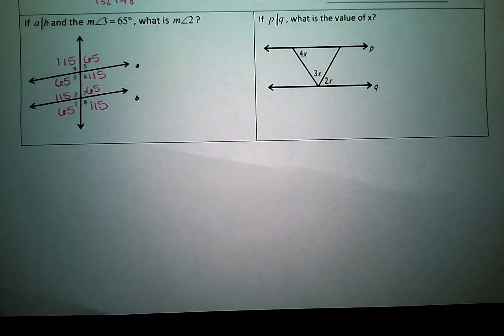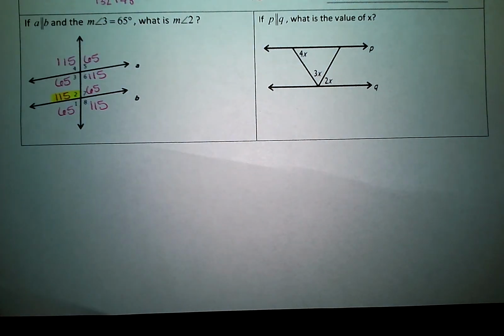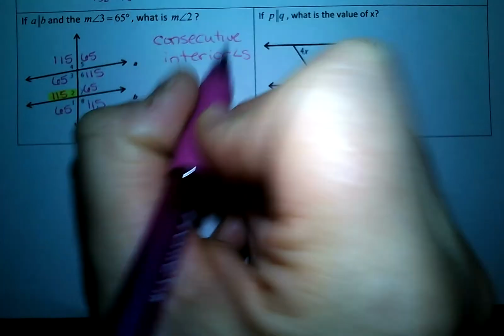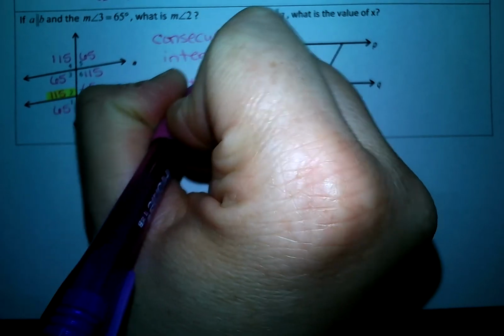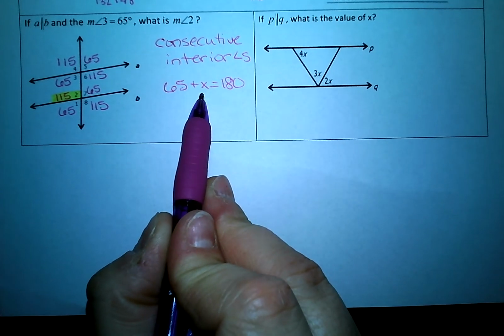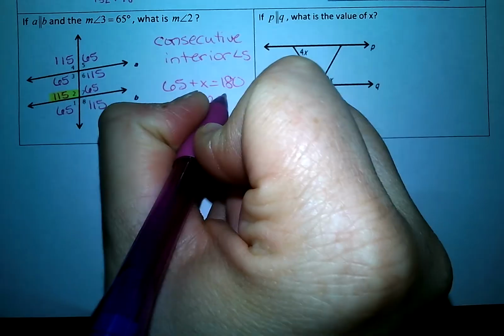Now I can clearly see my answer. Angle 2 is 115 degrees. I could have gone about this a different way also. I could recognize angle 3 and angle 2 as a set of consecutive interior angles. We know that consecutive interior angles are supplementary. Calling the measure of angle 2 x, I could set up a small algebraic equation and solve for x. X equals 115 degrees.